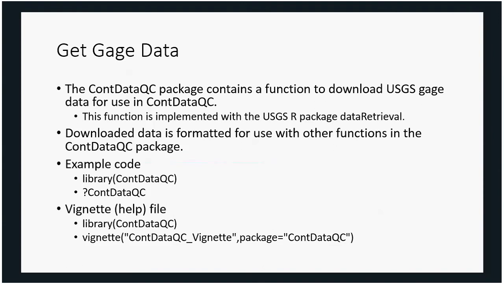In this particular video, we're going to focus on GetGageData. It's a function that uses the USGS gauge data and downloads it. It does it through an implementation of the USGS R package dataRetrieval. One thing it does is, after it downloads the data, it reformats the data slightly for use with the ContDataQC package. Example code is library, question mark to get the help, or you can do vignette and get to the section on GetGageData and copy out the code there to follow along.